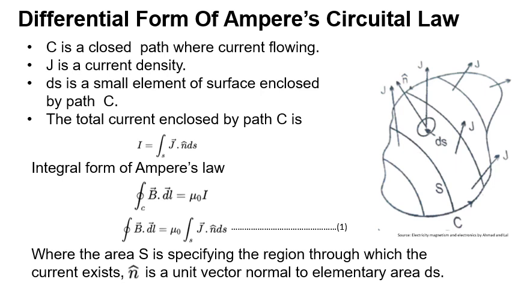Now substituting the value of I in the equation, closed integral of vector B dot vector dl equals mu naught times surface integral of vector J dot unit vector n ds. This is our equation number 1. In this way, area S is specifying the region through which the current exists, and unit vector n is the unit vector normal to elementary area ds.